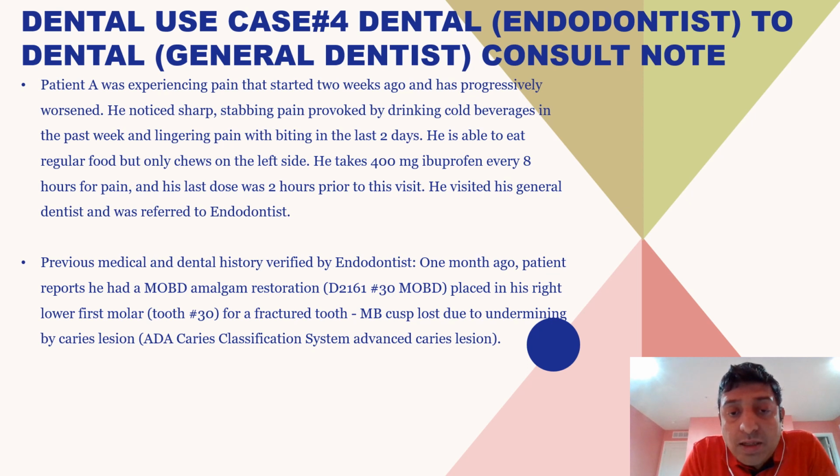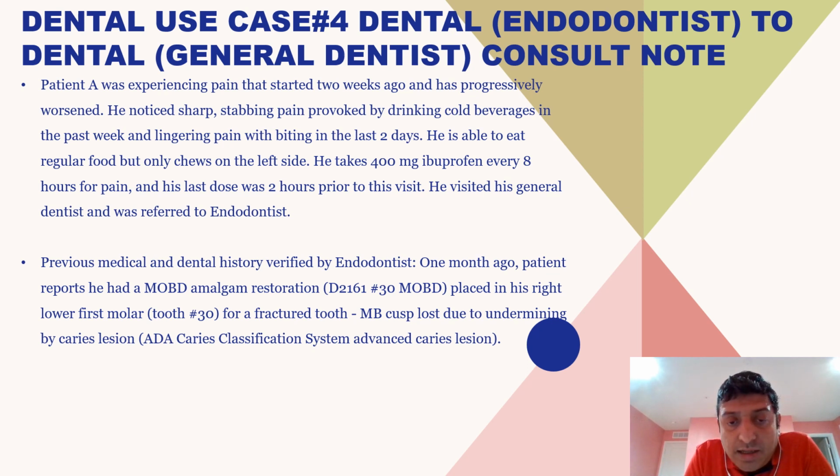Patient A was experiencing pain that started 2 weeks ago and has progressively worsened. He noticed sharp stabbing pain provoked by drinking cold beverages in the past week and lingering pain with biting in the last 2 days. He is able to eat regular food but only chews on the left side. He takes 400 mg ibuprofen every 8 hours for pain, and his last dose was 2 hours prior to his visit. He visited his general dentist and was referred to the endodontist.